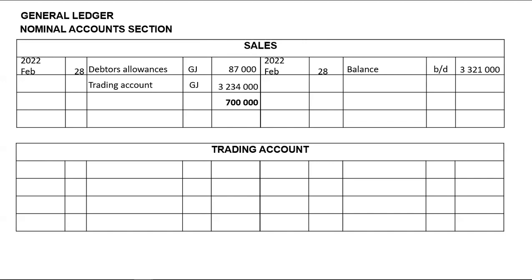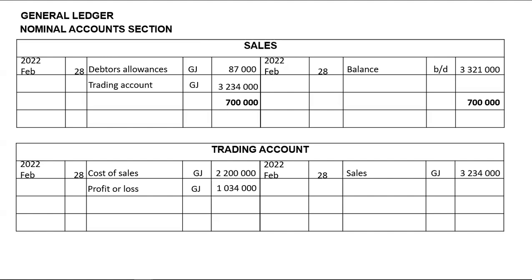So trading account, on the credit side of your trading account, it will never change. It will always be this way. You will simply have sales. And on the debit side, you will have cost of sales. It's net sales. On the debit side, there will be net cost of sales. The balancing figure, you will take it to profit or loss. That balancing figure, we normally refer to it as the gross profit. So your gross profit will be 1,034,000, and there will be nothing under trading account. That's it.